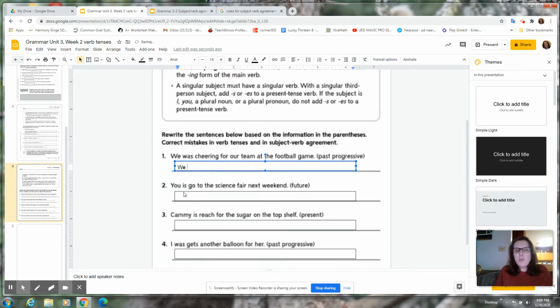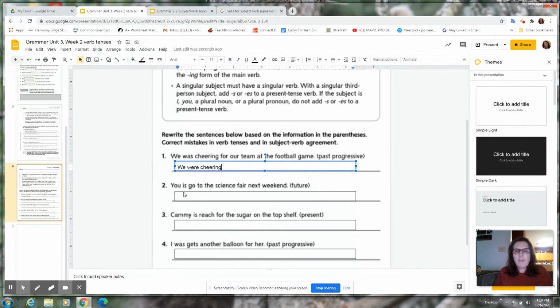Are we going to say we was? Sometimes you guys say that. It sounds awful. It's not we was. It's going to have to be we were. We're going to leave the ing. We were, I made a mistake in my typing. I'm sorry about that. We were cheering for our team at the football game. So it's not hard, but after you write your sentences, go back and read them and make sure that they sound good to you. Okay, that's all you have to do for grammar this week.